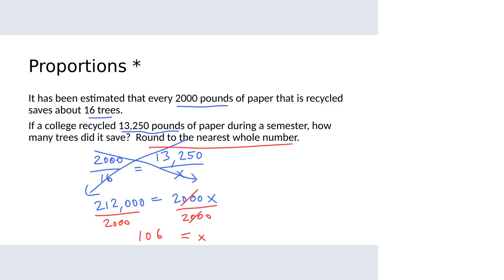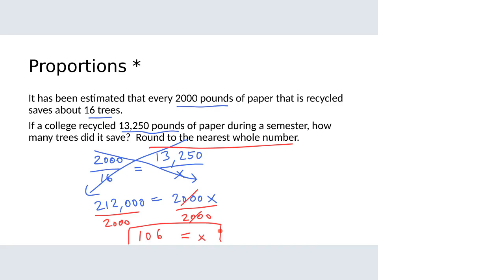We're told to round to the nearest whole number. This answer already is a whole number, so we don't need to round anything at all. We're good with just the 106. That went really great. I feel really good about where you are with proportions, but we're going to practice a whole bunch more of them today.